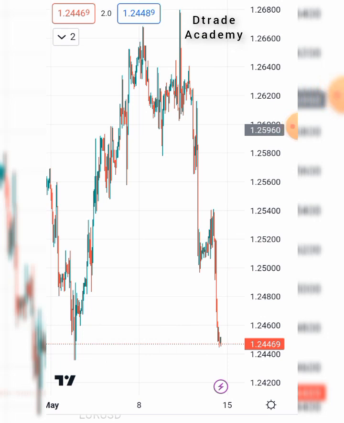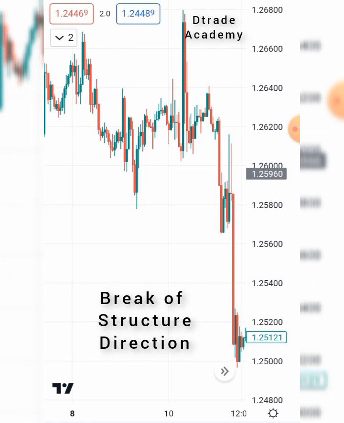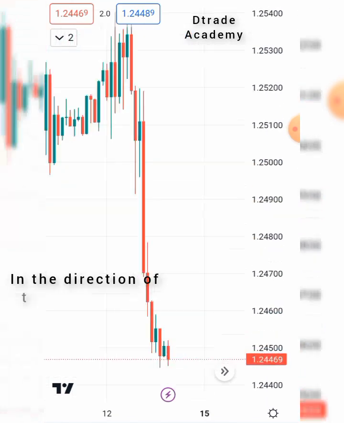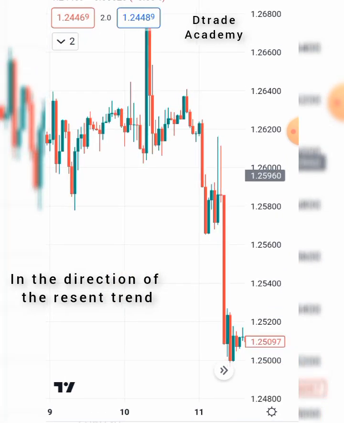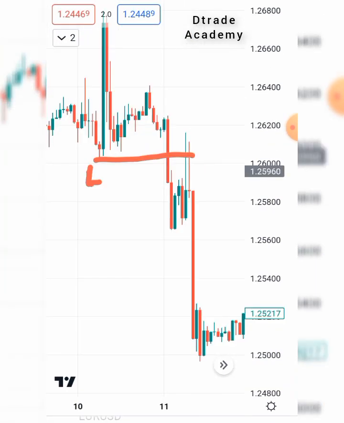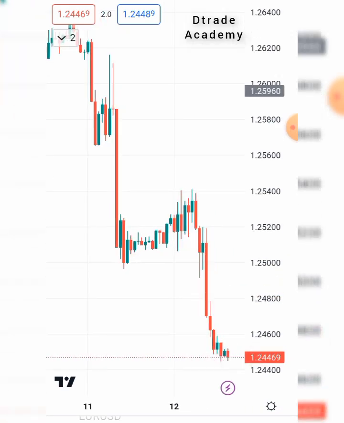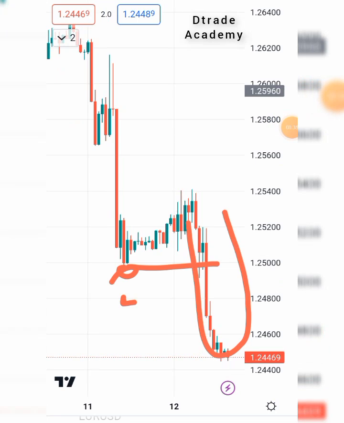Now, the second step to look out for is where we are having break of structure to. That means we will be having break of market structure to the downside. How can we determine that? Market structure was broken here. We can see another market structure broken, this low broken here. And we can also see the last one. Market structure was broken. This low was broken by this huge candle.